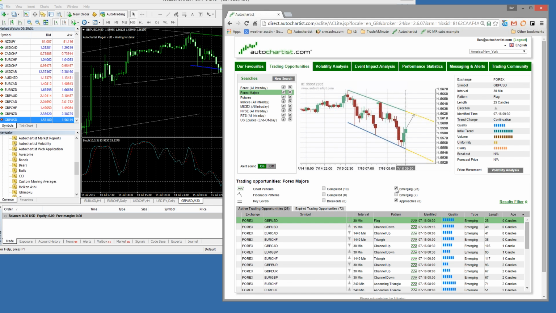Another question, Jivan is asking, how important are uniformity and clarity bars in the data window? Okay, Jivan, this is a great question. I must tell you the truth. The truth is that I completely ignore uniformity and clarity. I only personally look at initial trend and the breakout strength. For me, those two are the most important indicators of the visual quality of a pattern.